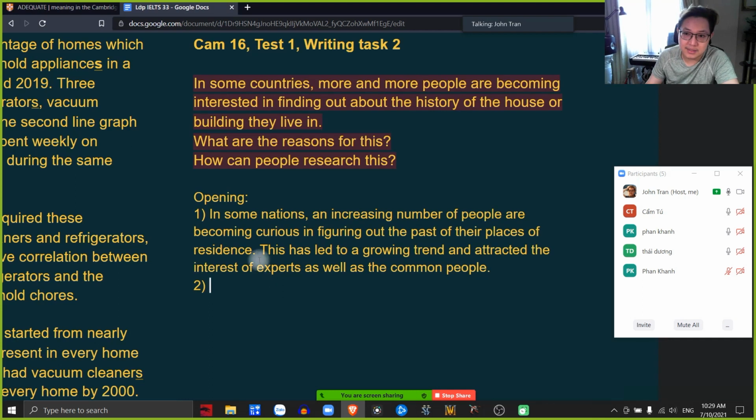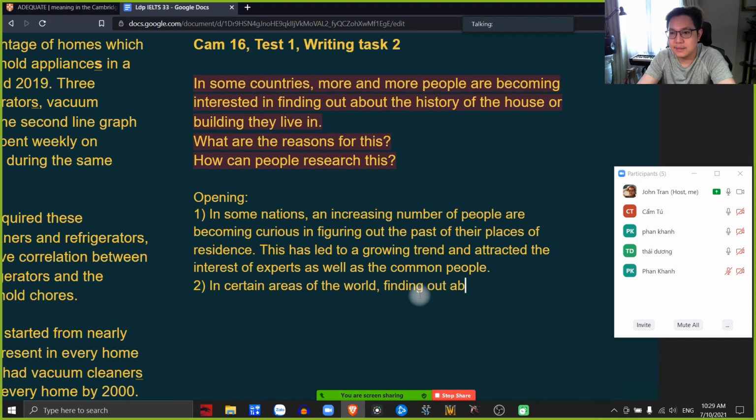in some countries, or we can just say in certain areas of the world. Ở một số cái khu vực trên thế giới, it means the same as in some countries, you know. In certain areas of the world, finding out about the past. So history is the past of the house or building that people live in.